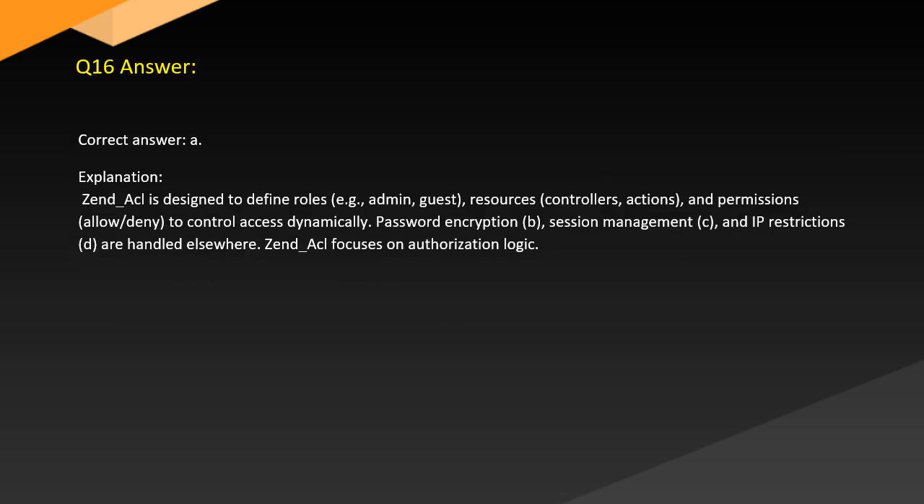Answer. Correct answer: A. Explanation. Zend ACL is designed to define roles, e.g. admin, guest; resources, such as controllers and actions; and permissions allowed or denied to control access dynamically. Password encryption (B), session management (C), and IP restrictions (D) are handled elsewhere. Zend ACL focuses on authorization logic.